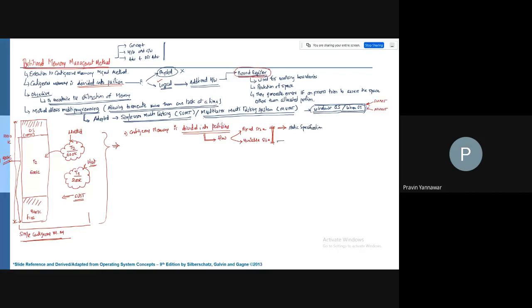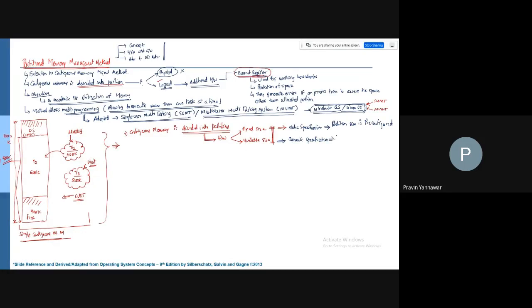Static specification, and if at all it is a variable size partition, it is going to be a dynamic specification. Okay, so which tells me that in case it is going with the static specification, the partition size is pre-configured. Partition size is pre-configured, right?